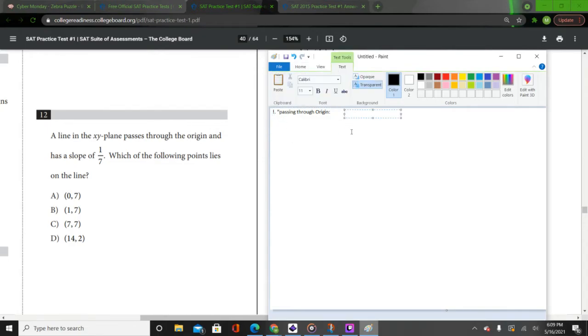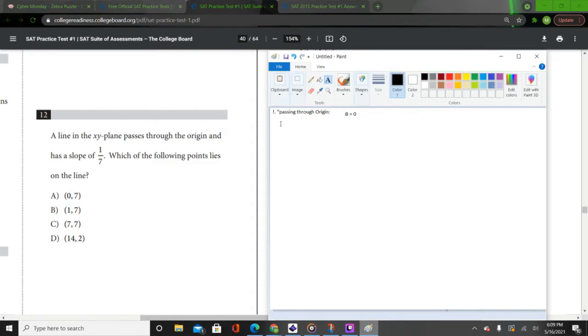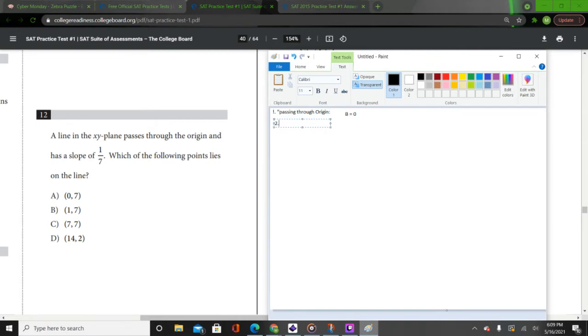Passing through the origin. B, the intercept is equal to 0. Well, there is an intercept, but it's 0, so I should not say no intercept. And 2, if it has a slope of 1 over 7, well, that's just dandy.